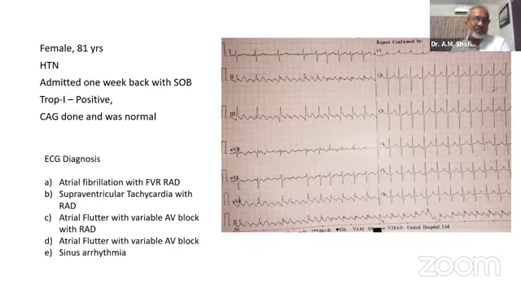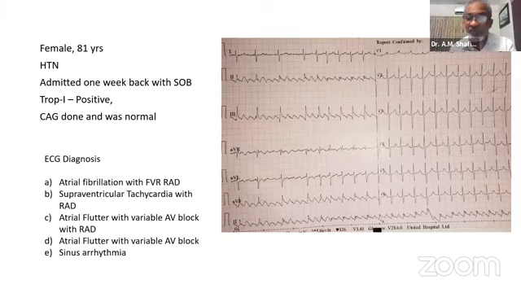Female, 81 years. Hypertension, admitted one week back with shortness of breath. Troponin was positive, CAG was done and found normal. This is one week back, the first admission. Then this is the ECG, and what would be the diagnosis?